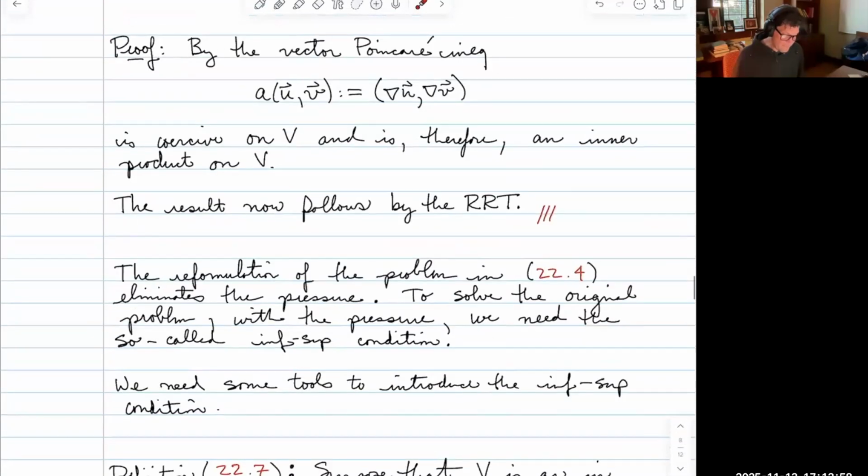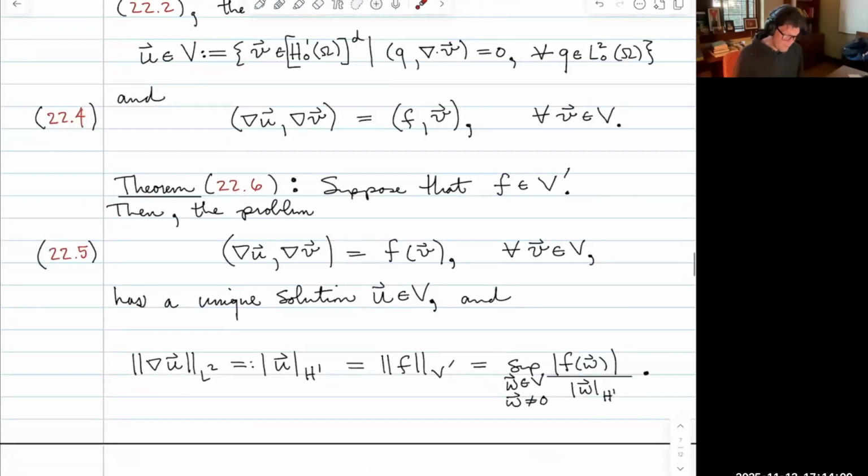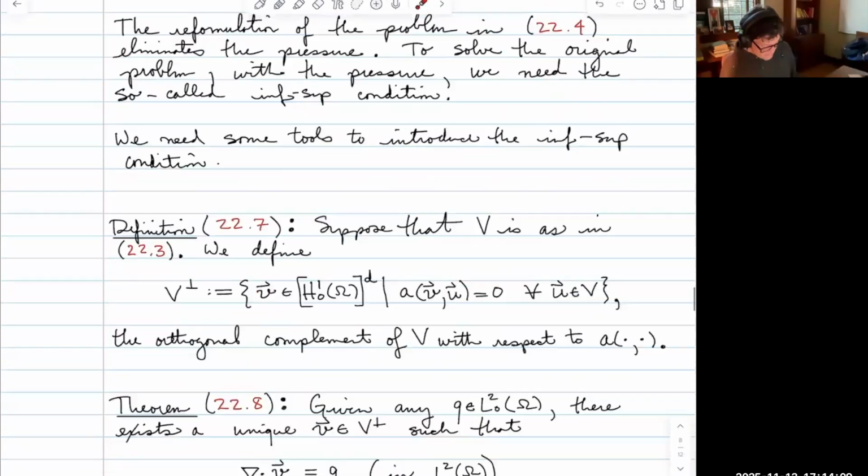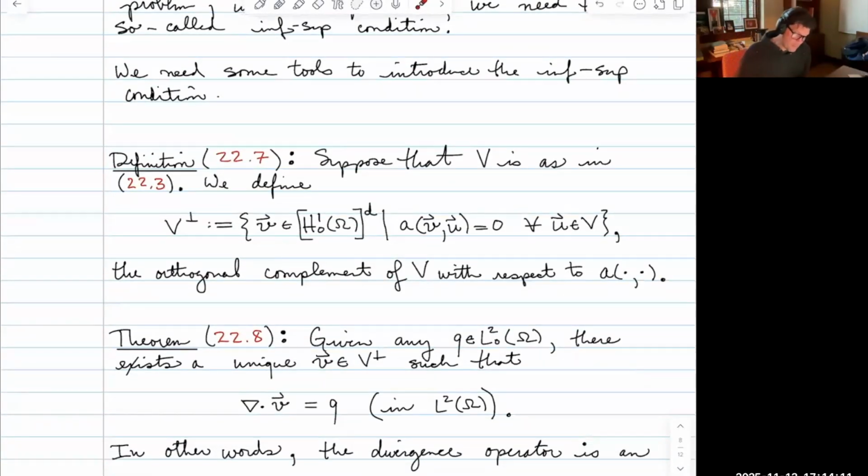So we need to figure out, we now know that U exists. U has to be in V. But what about that pressure P? We need to know something about that. To know something about that, we're going to have to do a little bit more work. We have to create something called the inf-sup condition. Okay, the inf-sup condition, which turns out to be very powerful and very useful for the finite element methods.